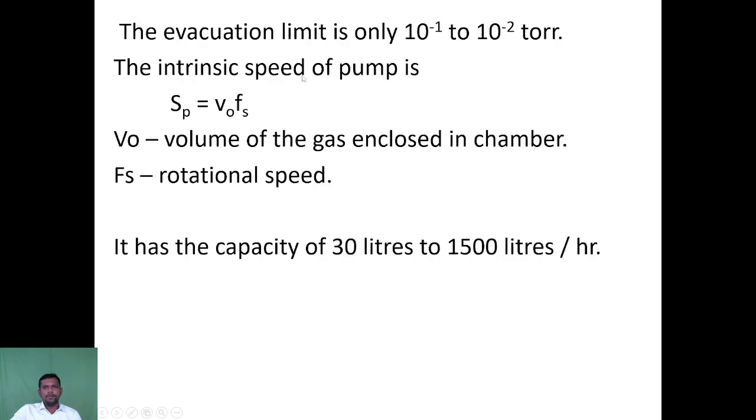The evacuation limit of the rotary piston pump is found to be in the range of 10 power minus 1 to 10 power minus 2 torr. The intrinsic speed of the pump is calculated using this formula, that is S_P equals V_0 times f_s. V_0 is the volume of the gas enclosed inside the chamber, whereas f_s is the rotational speed. That is the rotary piston pump. It has an overall capacity of 30 liters to 1500 liters per hour.